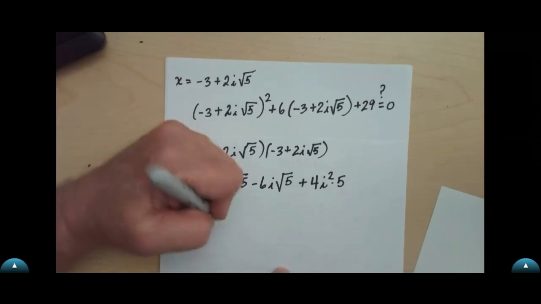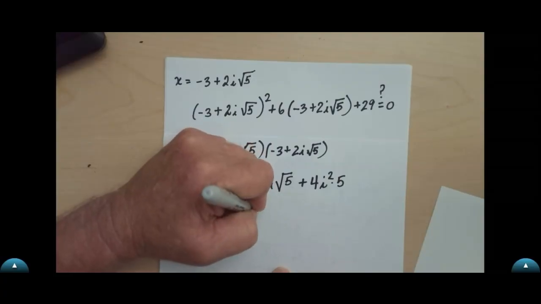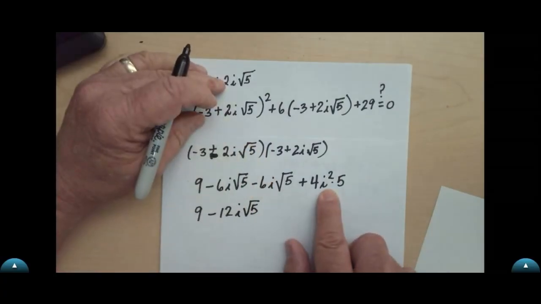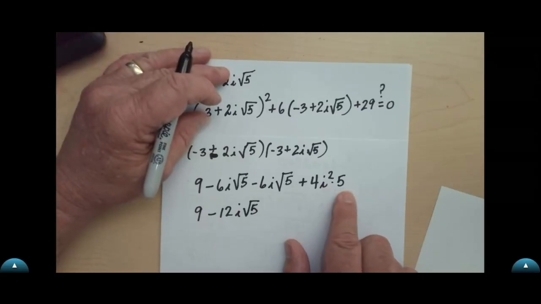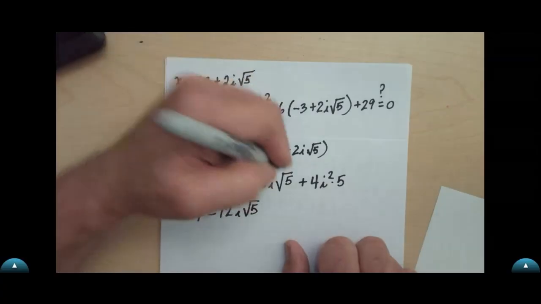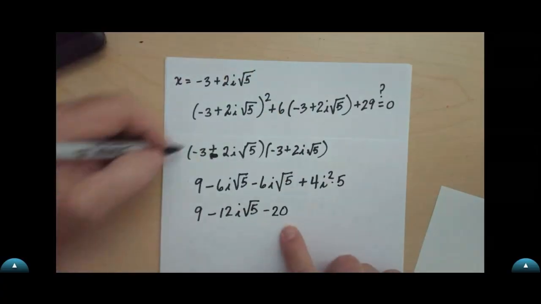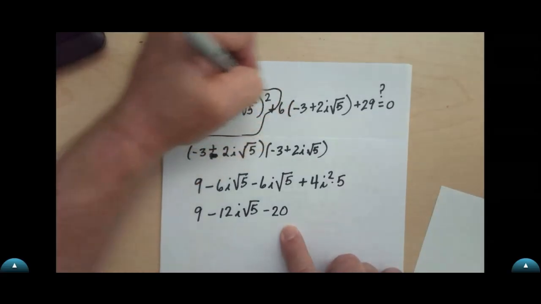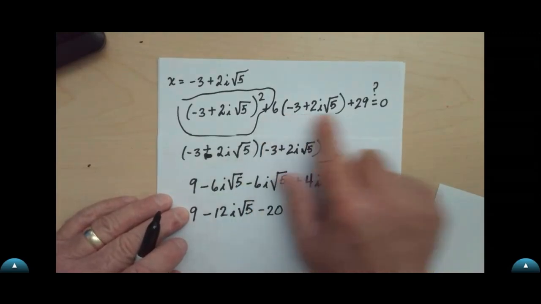So I have 9 minus 12i times the square root of 5. Everybody remember that i squared is negative 1, right? So I got 4 times negative 1, which is negative 4, times 5, right? Which is negative 20. Okay, so all that is that part there. Then we got plus 6 times this.